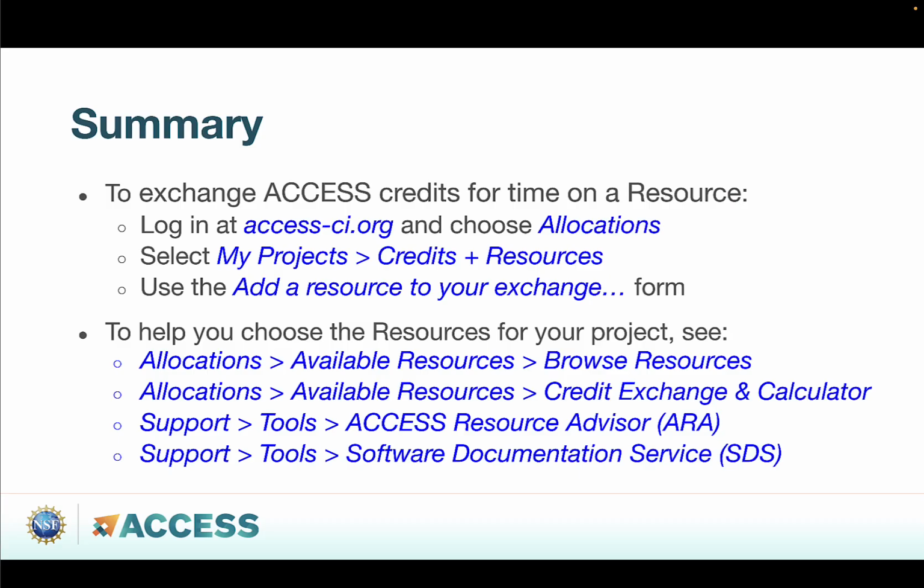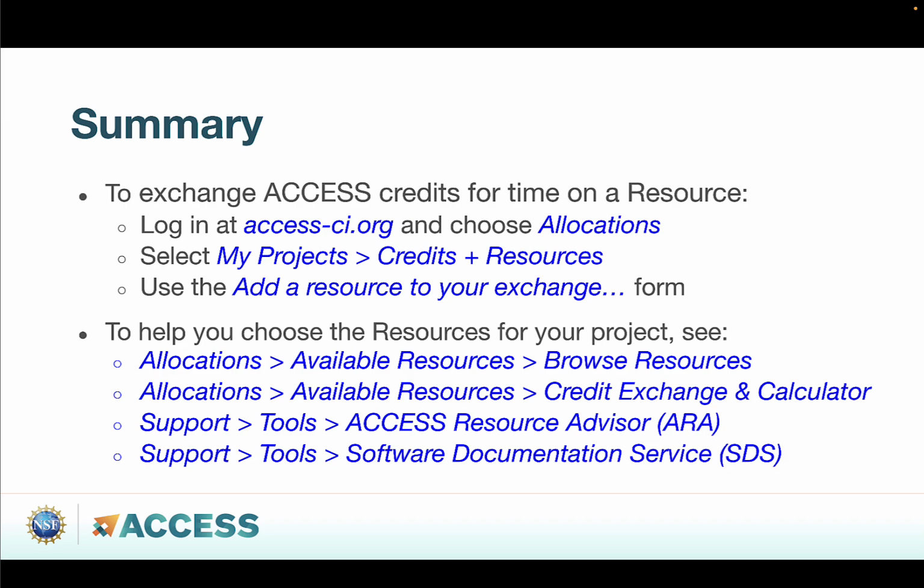To summarize what we've just learned, the Access Allocations page is where you can exchange your allocations credits for time and/or space on an Access resource. To get to it, log in at the Access portal, access-ci.org, select Allocations, and under My Projects, find your allocation, choose Credits plus Resources, and click in the Add a Resource to your Exchange box. On the form that appears, you can request time and/or storage on one or more Access resources.